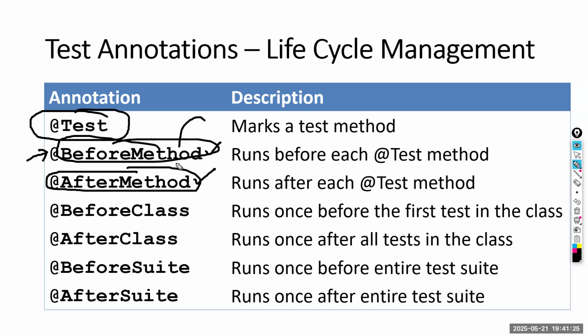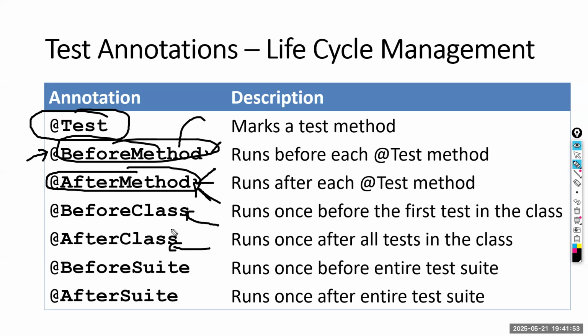Any method with this annotation is called at the end of that test method. Each and every method with this annotation will be called. Remember, your test methods are in a class. So before you start test methods in a particular class, your method with this annotation will be called. After all your test methods in that class are called, your method with this annotation will be called. That is after class.